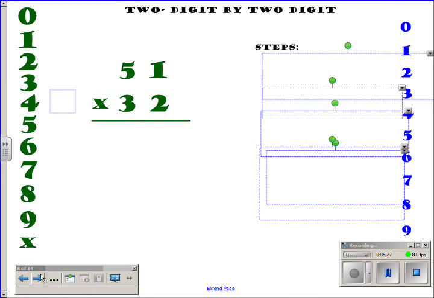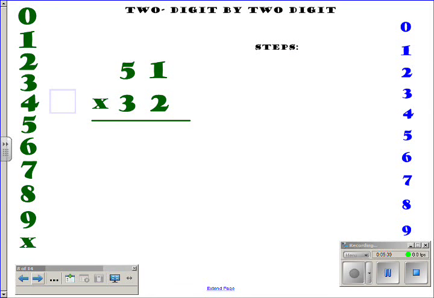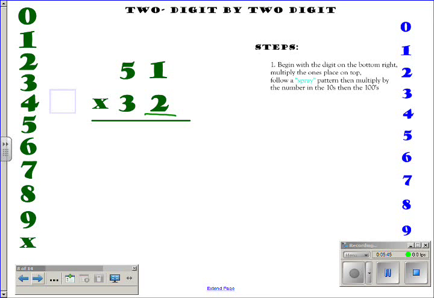All right, now we're going to go to a 2-digit by 2-digit problem. Here we have 51 times 32. We're going to start with the same thing. You're going to start with the digit on the bottom right. We always start with the bottom right, whether we're doing a 2-digit by 2-digit, that's where we always start. You're going to follow the same spray pattern and pretend as though your 3 is not even there.